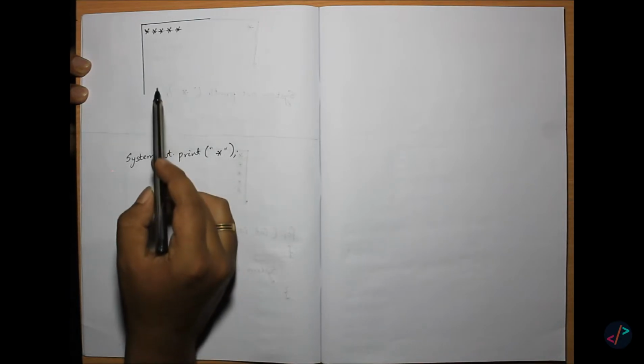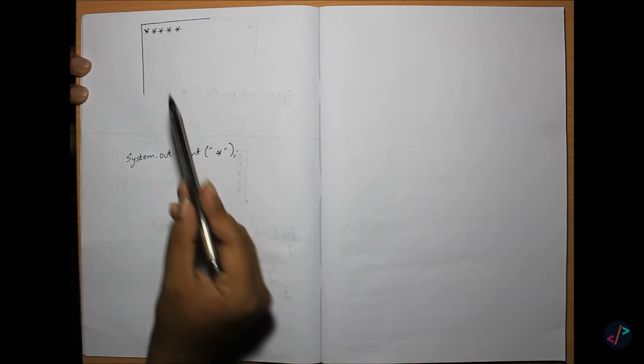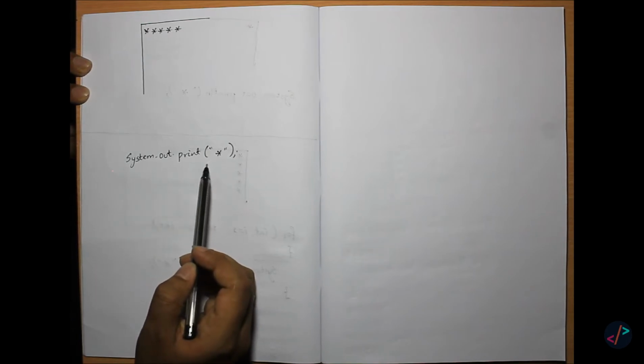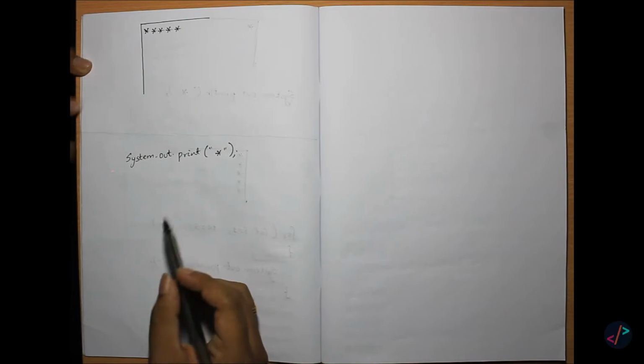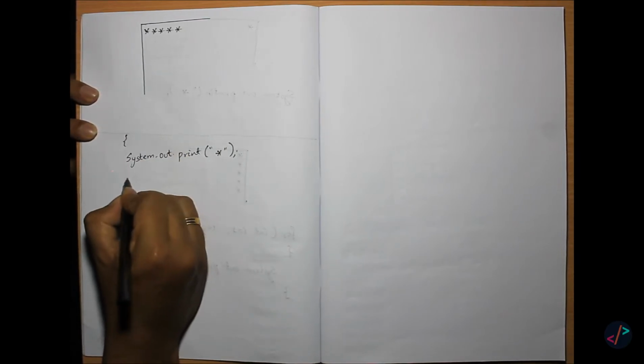But in my case, I now want 5 stars next to each other. So I just have to repeat this statement. If I have to repeat the statement, I need not copy paste or write the same code again and again. I will now enclose this within a for loop.